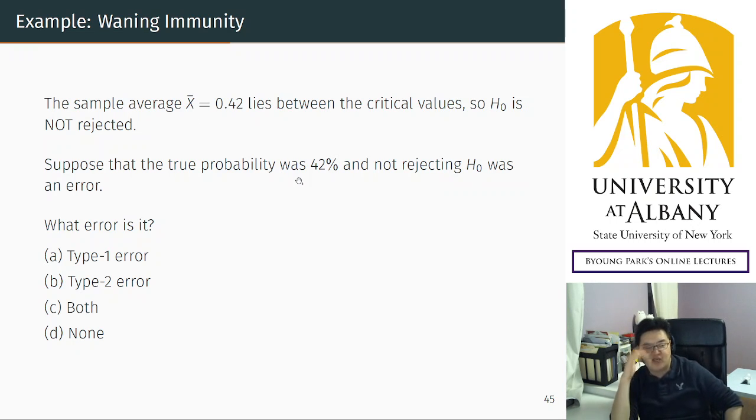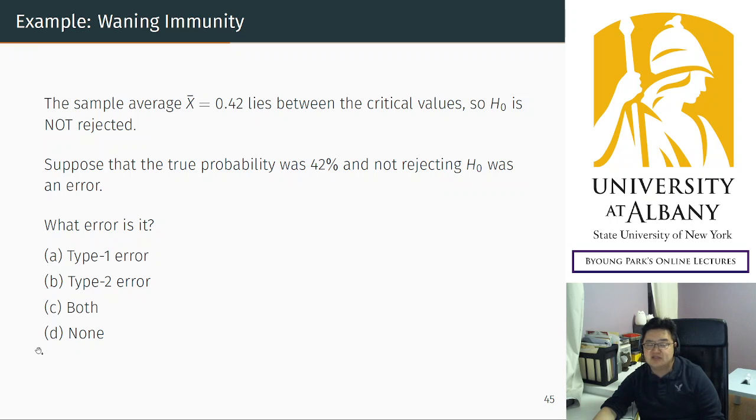Now let's go the other way. We had the result. Now you have to worry about whether the result is an error or not. So you did not reject the null hypothesis. If it was an error, then what error is it? If it was an error, what error can it be? Think about this.